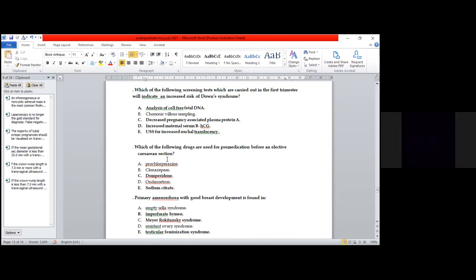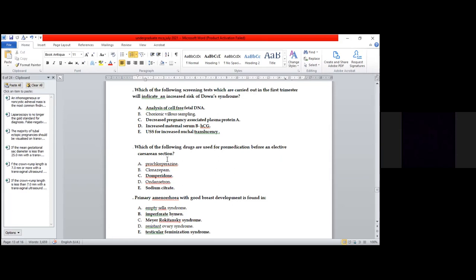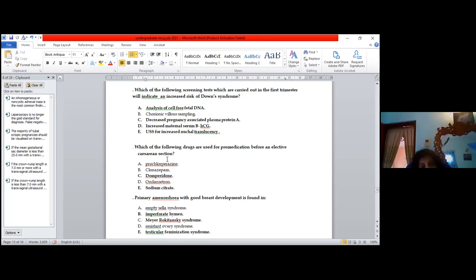Madam, one doubt regarding the previous question. The cell-free fetal DNA, do we usually do it in the first trimester? We can do it after 10 weeks. Okay, after 10 weeks, right? Not before 10 weeks. For rhesus, we have to wait till 15 weeks. For all the others, like fetal sex, we can do it after 10 weeks. But here, analysis of cell-free fetal DNA is confirmatory for sex and the fetal blood group. It's still a screening test for Down syndrome.